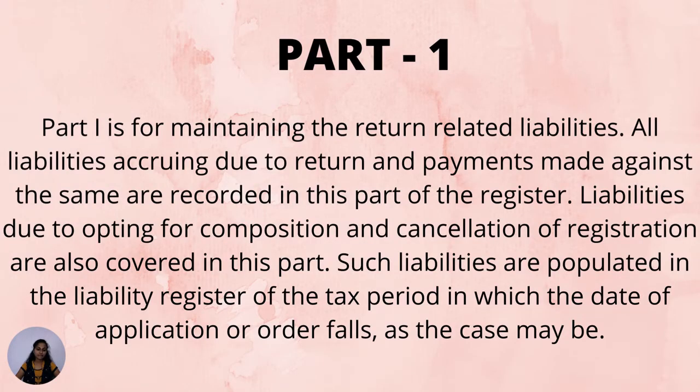Part 1 is for maintaining the return related liabilities. All liabilities occurring due to return and payments made against the same are recorded in this part of the register. Liabilities due to opting for composition and cancellation of registration are also covered in this part. Such liabilities are populated in the liability register of the tax period in which the date of application or order falls, as the case may be.